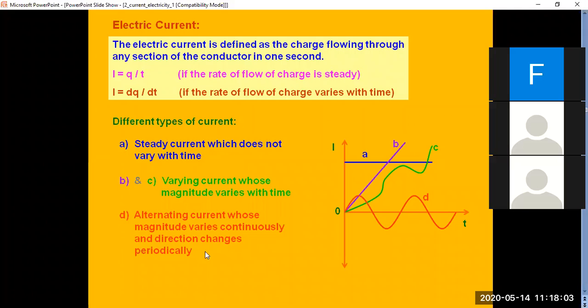So this will be asked for 1 mark if you want to learn up. But majorly we classify current into steady current and varying current, alternating current, the other one is direct current.